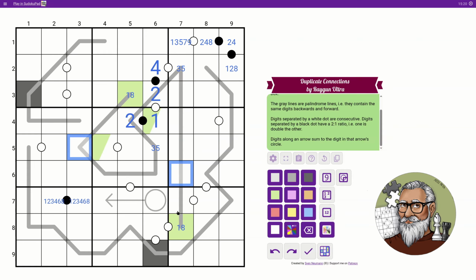Where is this digit in box number 5? It's one of those. It can't be this one, is it? So it's one of these. So that's 1 or 2 again. It's one of these, 1 or 2.